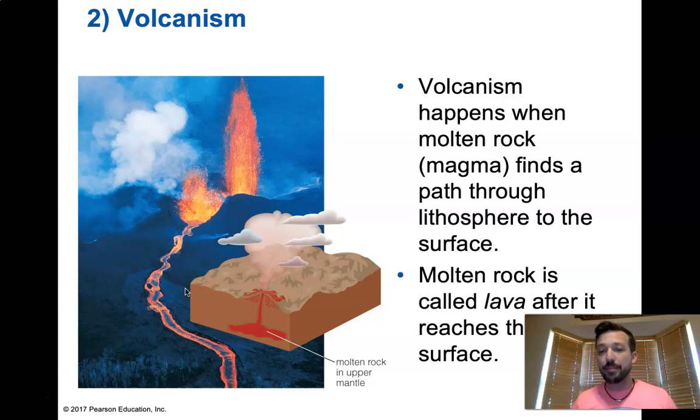Number 2, volcanism. This is when magma, or the stuff in the mantle, pushes its way through the crust, or the lithosphere, and gets onto the surface somehow. We have 3 types of volcanoes, but you don't need to know those for now. How dense or how viscous the lava is will create different types of volcanoes. And once the magma gets out onto the surface of the crust, we call that lava. Okay, on to the next thing.